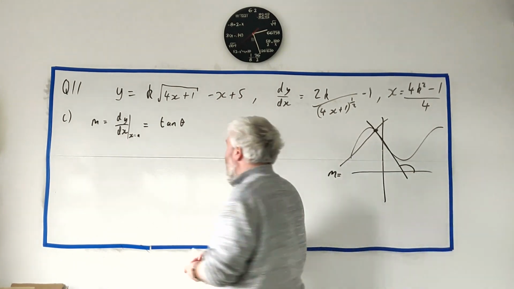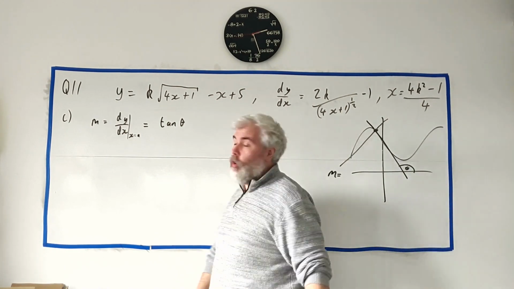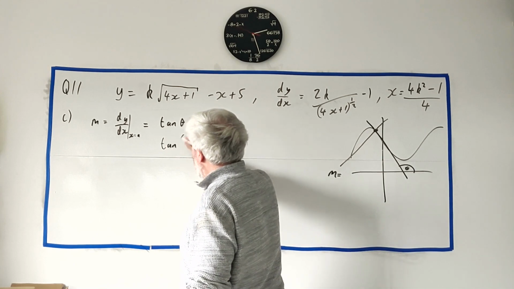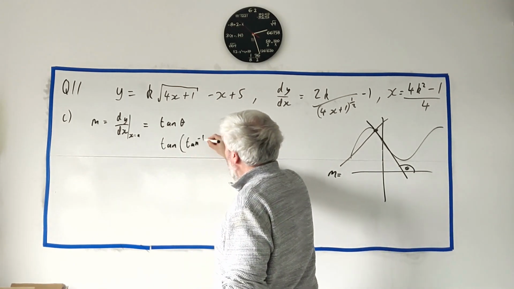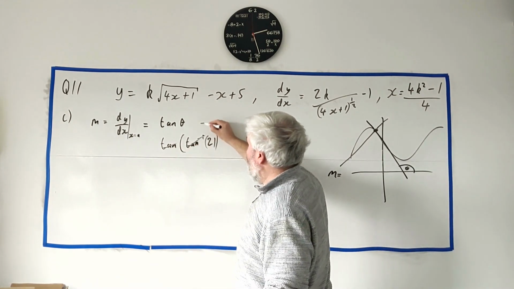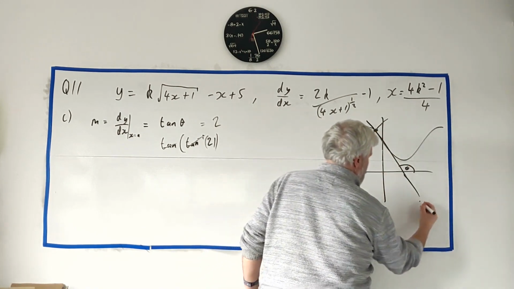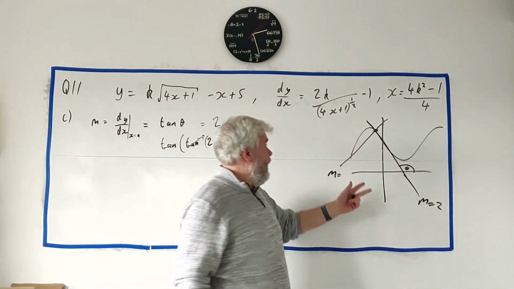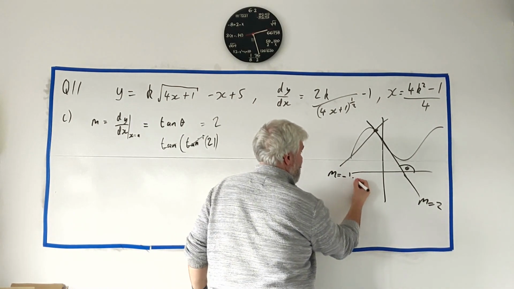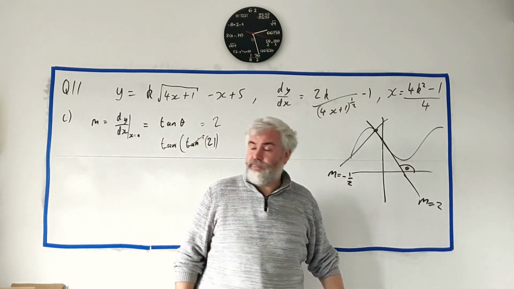Right, so what have they told us? They've told us this angle here. So this angle they've told us is tangent of the inverse tan of 2. So straight away we can just cancel that, and we know the slope is equal to 2. So we know the slope of this one here is equal to 2. And straight away we can find the slope of this one, the normal. The slope of this is minus a half. The inverse of 2. Turn it upside down and change the sign.